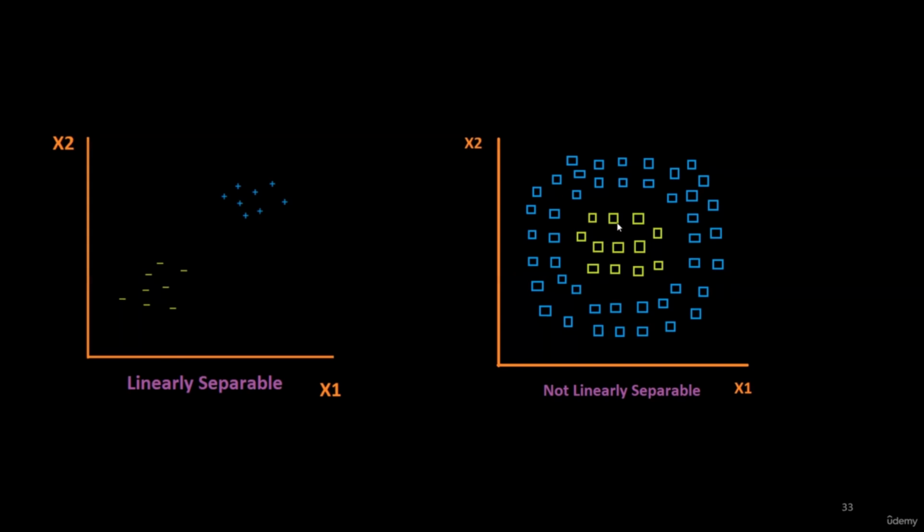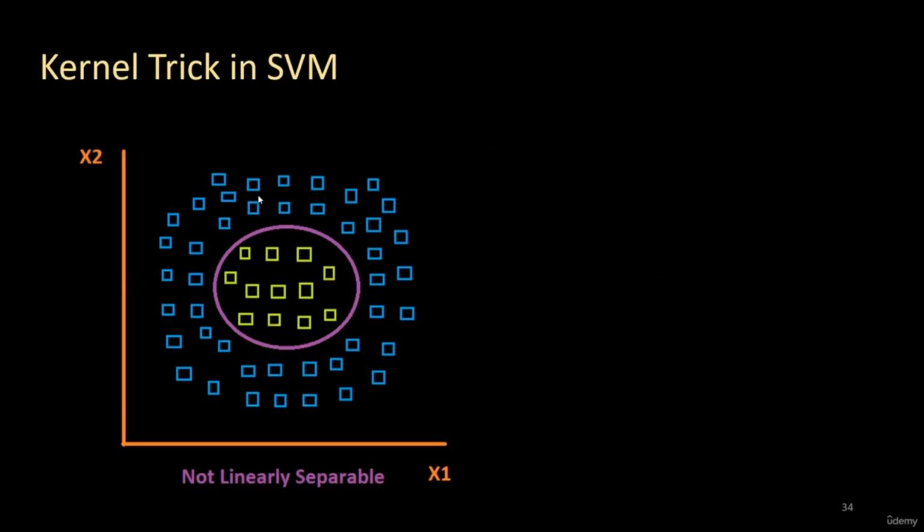So in order to use a support vector machine on data which is not linearly separable, we need a kernel. The kernel trick will help us perform the classification using a support vector machine for a dataset which is not linearly separable. For this kind of non-linear dataset, we need this kind of classifier, which is only available in a support vector machine when we use the kernel trick.